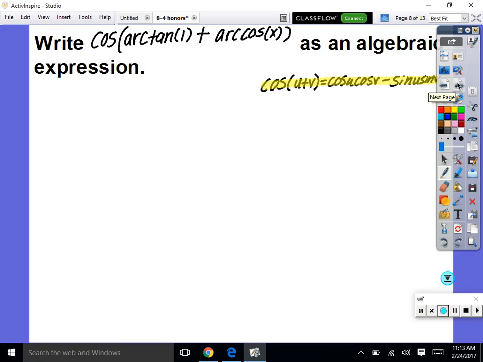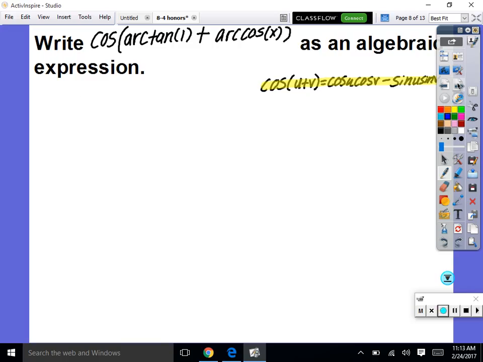Okay, this one's a little bit more advanced. Here we go. You're going to have to think back to when we were dealing with inverse sine, inverse cosine, inverse tangent, and what that means. So that means we have an angle whose tangent is this. And those have restricted outputs, right? Arc sine, arc cosine, and arc tangent.